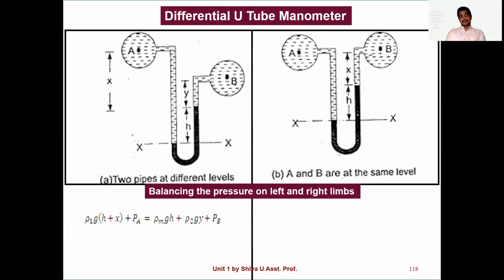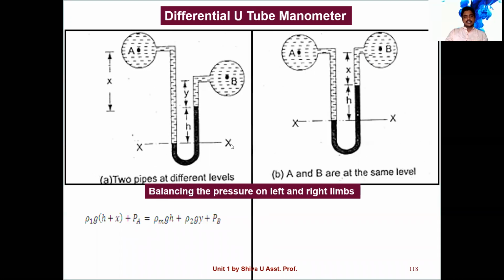So the previous examples we went through had two liquids, and in this current example, a differential U-tube manometer, we are going with three liquids, or three types of fluids. That is rho A density fluid, rho M manometric fluid, and rho B type of fluid. Similarly, on the other side, rho A type of fluid, rho B type of fluid, and rho M type of fluid. So there are three fluids in this. So let us see this on two pipes at different levels.